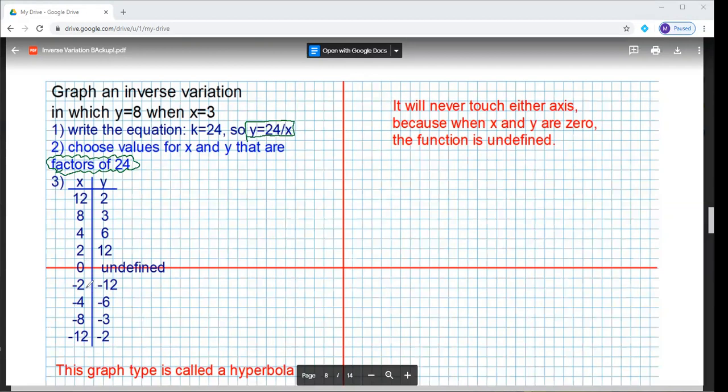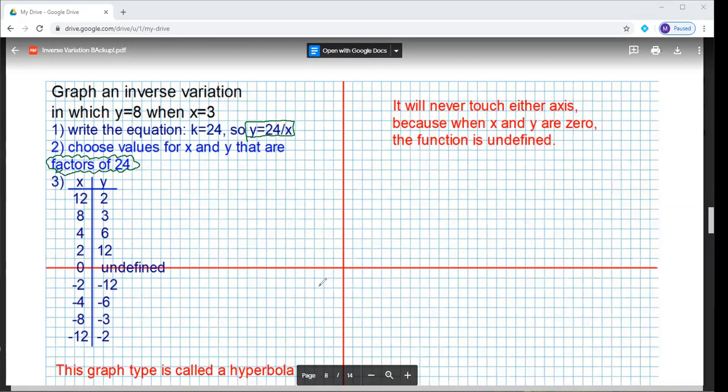Of course you cannot forget your negatives, because this is a hyperbola. You need a curve that goes this way and a curve that goes this way. So -2 and -12, -4 and -6, -8 and -3, -12 and -2. What I don't want to see is people only using positive values, because it's only going to give you part of your graph. Okay, let's graph this.